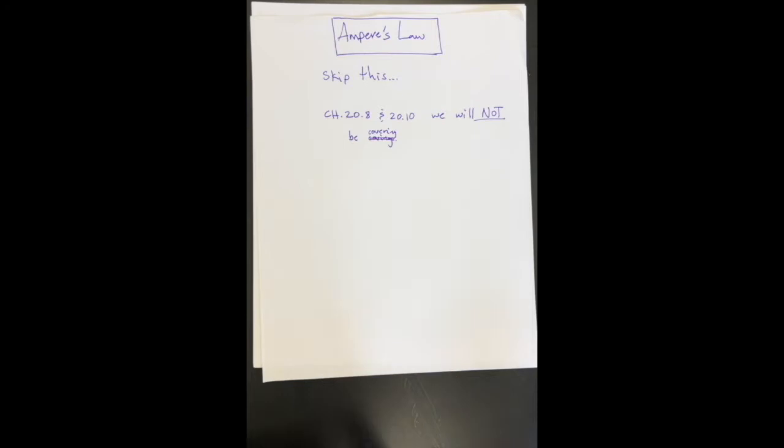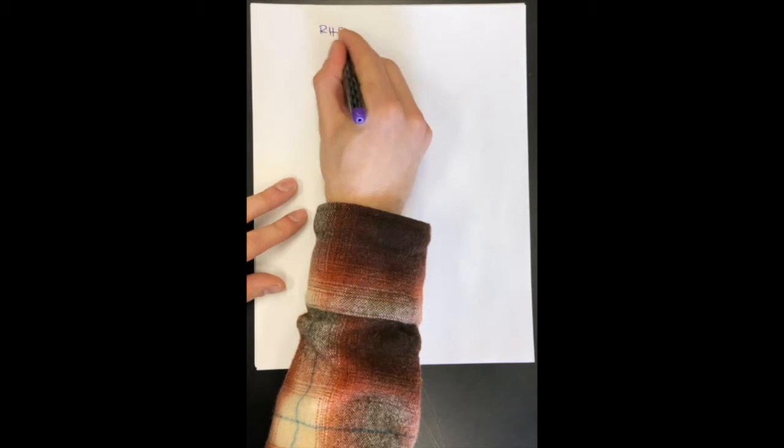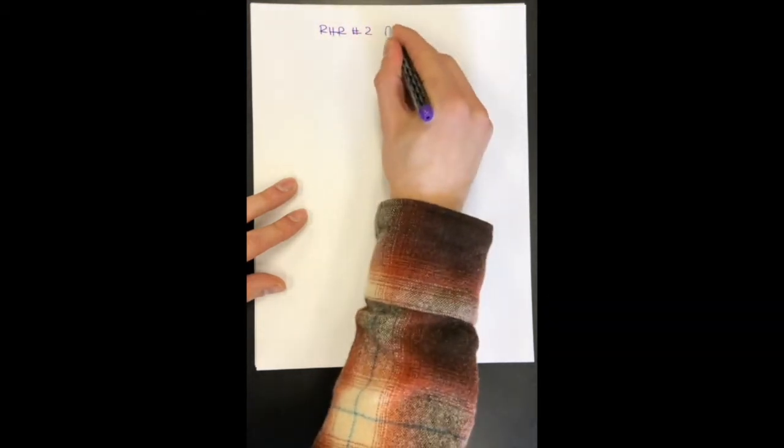We're going to move on into finishing discussing our sources of B fields, and then we'll talk about a couple very special B fields that we'll use in the class. But first, our little bit of right-hand rule number 2 review.